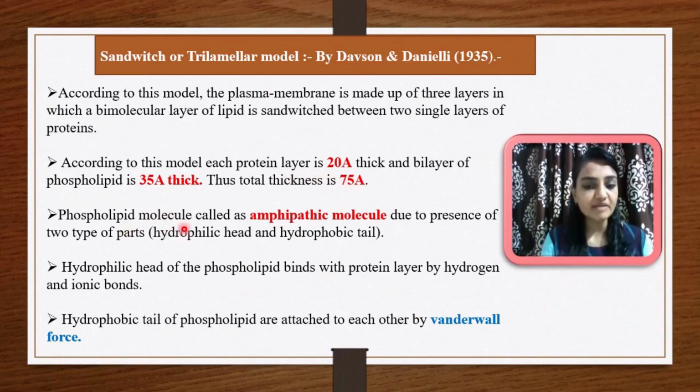The phospholipid molecule is called an amphipathic molecule. What is an amphipathic molecule? It has both a hydrophilic and a hydrophobic part, a hydrophilic head and a hydrophobic tail, and that's why it is considered an amphipathic molecule. The hydrophilic head of the phospholipid binds with the protein layer by hydrogen and ionic bonds. According to the model, the hydrophobic tails of the phospholipid are attached to each other by van der Waals forces. This is the sandwich or trilaminar model, given by Dawson and Danielli.